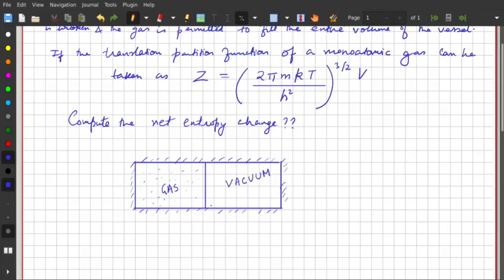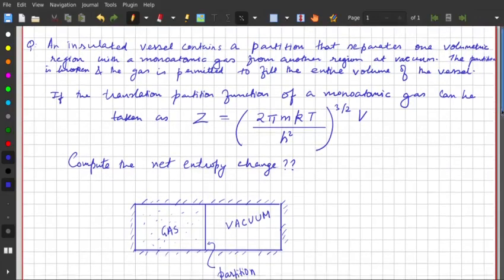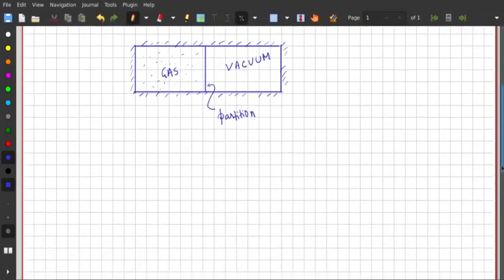Okay, and what we do is we remove the partition. So this is the partition. We remove the partition and the gas fills up the entire vessel. And you see this is a non-equilibrium process, and the moment you remove the partition, the gas will distribute uniformly throughout the entire volume. And the question is, during this entire process, when the partition is removed, calculate the total entropy change. Okay, so that's a classic problem in thermodynamics, and we'll be tackling and solving this problem in two ways.